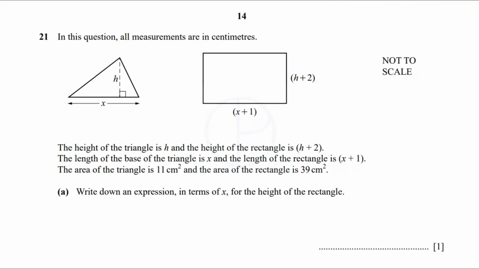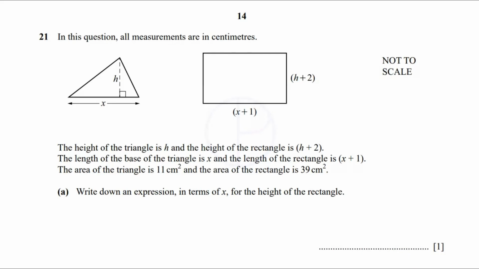The next question is, in this question all measurements are in centimeters. The height of the triangle is h and the height of the rectangle is h plus 2. The length of the base of the triangle is x and the length of the rectangle is x plus 1. The area of the triangle is 11 centimeter square and the area of the rectangle is 39 centimeter square.